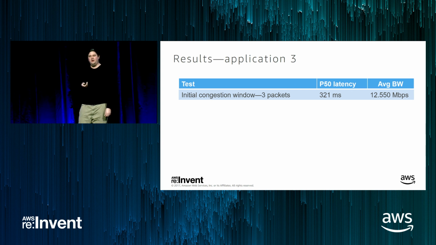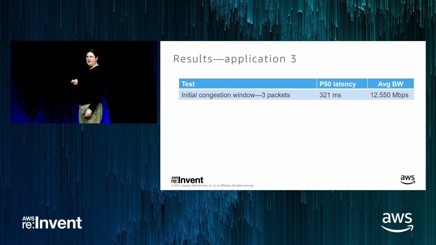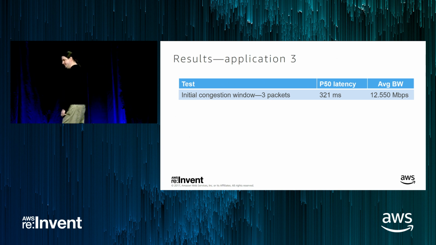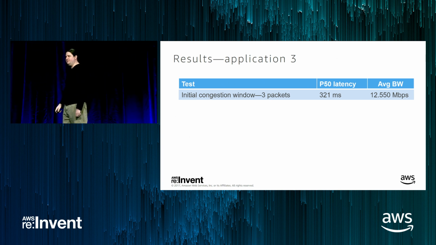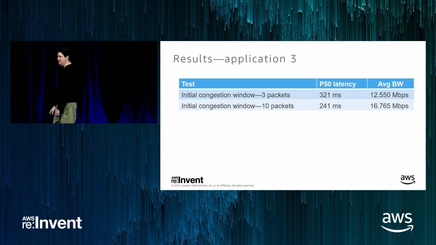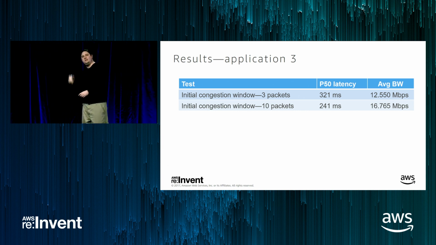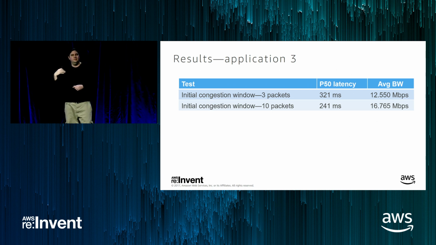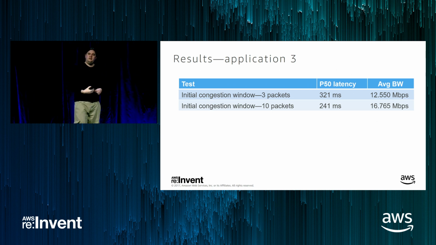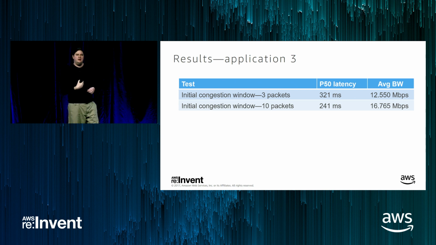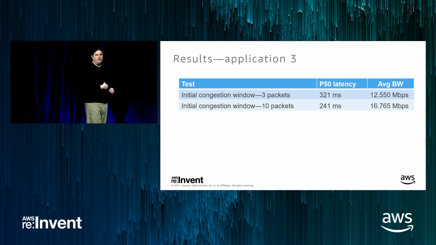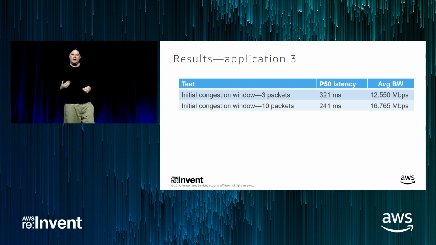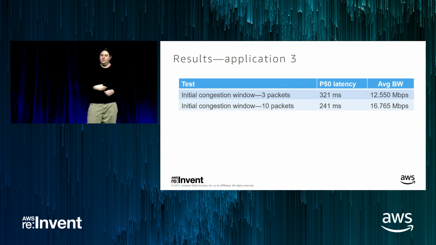And so what's really going on here is to transfer that 10K file, we had to do 4 round trips, 4 times. So let's try playing with this. What happens if we go up to 10 packets as our initial congestion window? So what this means is I'm now sending 10 packets before waiting for my first acknowledgement. So I get all those out. And what I've done by doing that is eliminated an entire round trip from this request response. So now my latency has dropped at P50 to 241.